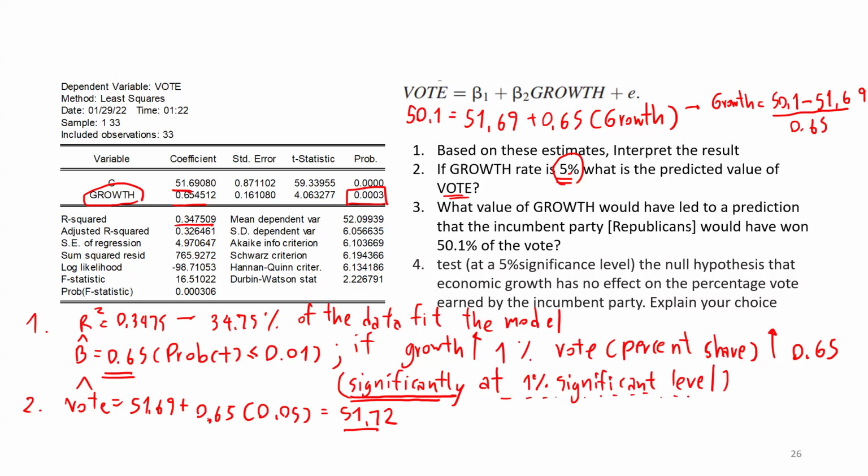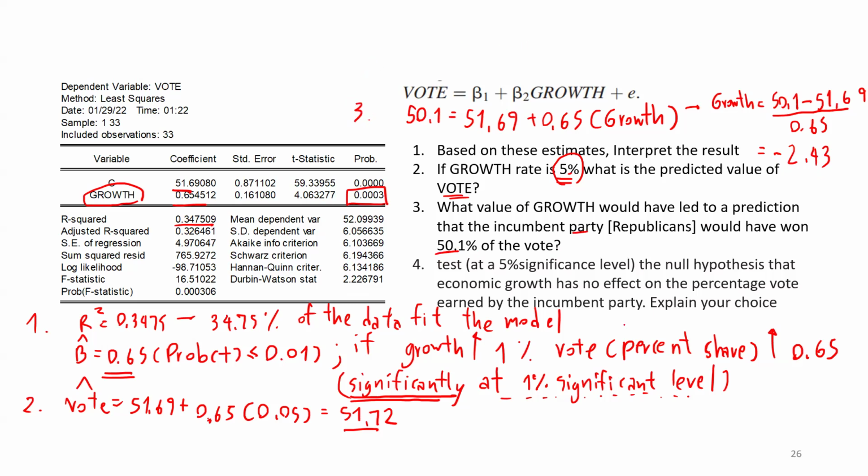And you will get around minus 2.43. This indicates that if the GDP growth is negative, but does not exceed minus 2.43%, this party will still win the election. Okay, so this is number 3.